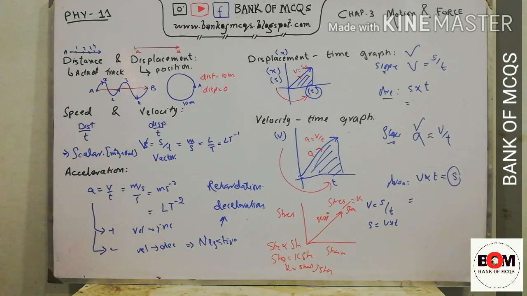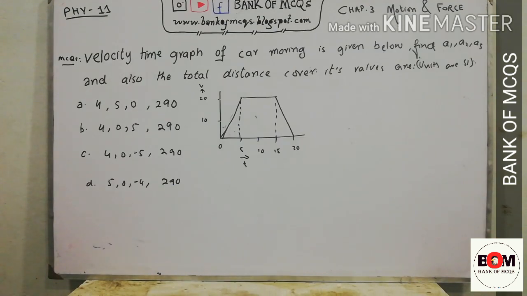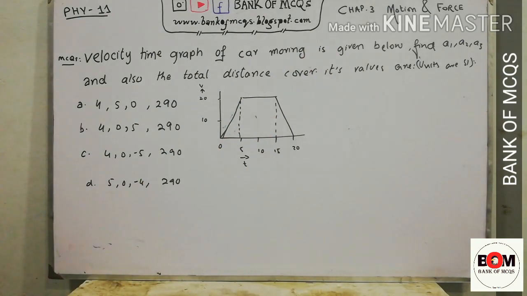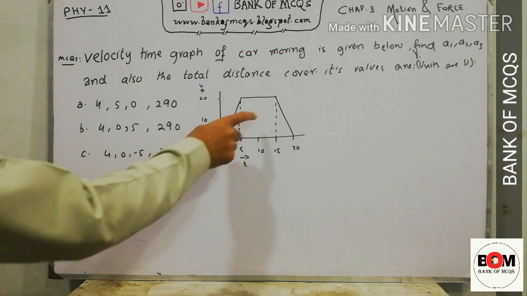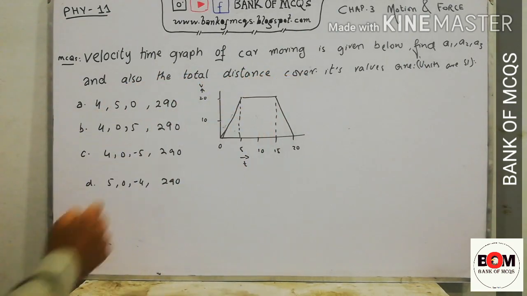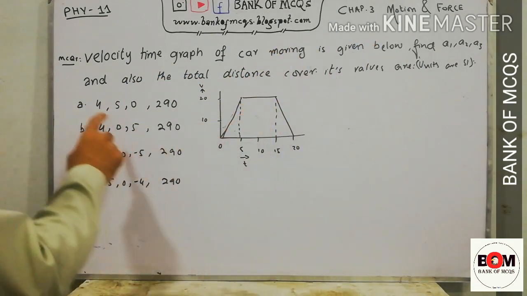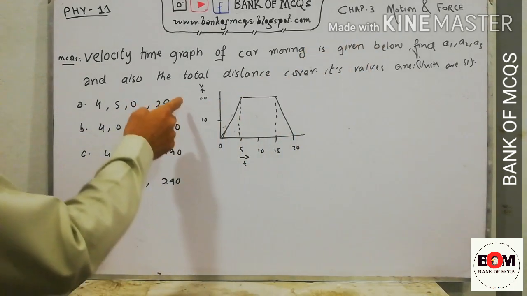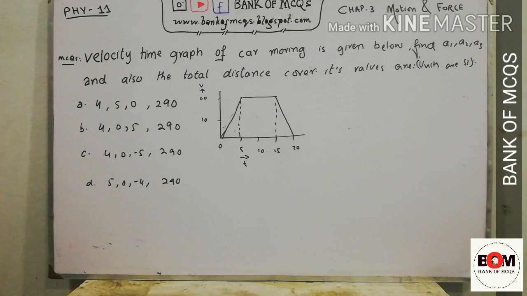Now, we will solve a few MCQs. This MCQ states that the velocity-time graph of a car moving is given below. Find acceleration 1, acceleration 2 and acceleration 3, and also the total distance covered. Its values are 450, 290, 405. Units are SI, the international system.